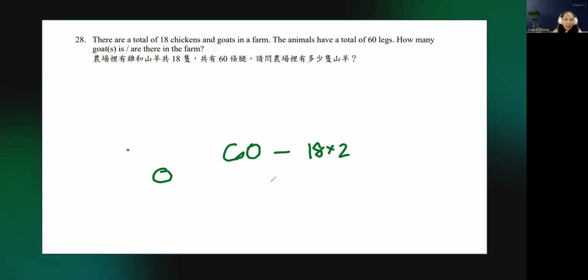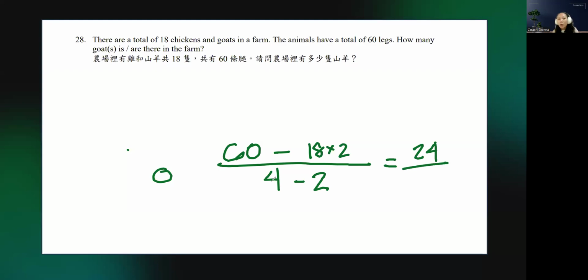Okay, the general formula, let me put it on the screen. The total legs, minus the total number of animals multiplied by 2, then divided by the difference in their legs. So that's 4 minus 2. 18 times 2 is 36. 60 minus 36, that's 24. 4 minus 2 is 2. 24 divided by 2 is 12. Okay, it's actually 12, not 6. All right, so this is how we answer questions like this.